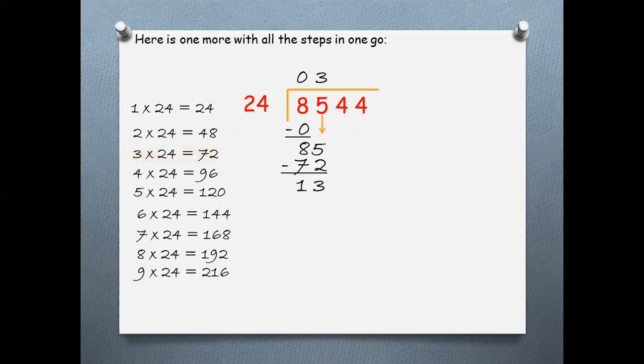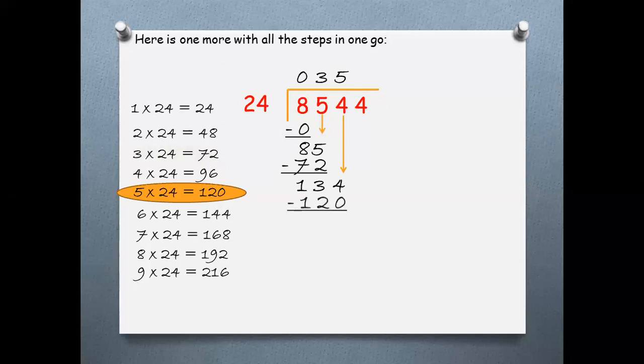What am I going to do next? Pull down that digit, 134. So now I'm looking and seeing which is the closest number to that that's less than that. So that is 5 groups. That will be 120. I can't make 6 full groups. I haven't got 144, so I can only make 5 full groups. So record that at the top, and I take away those 5 groups that I've sorted, which will leave me with 14. Final digit to pull down that 4, 144.